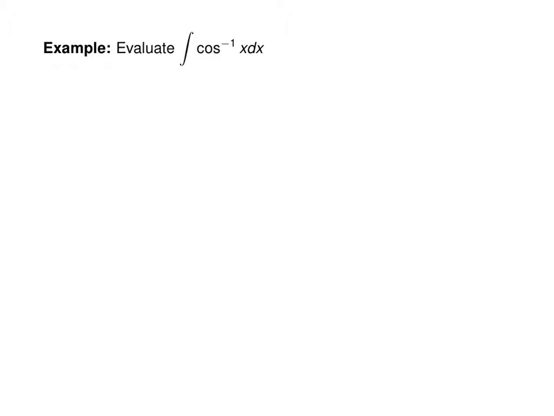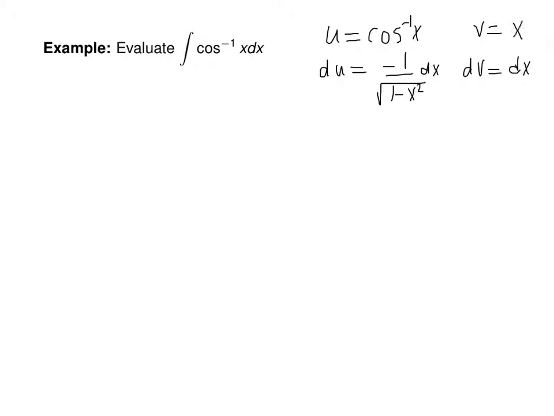Now, find the antiderivative of cosine inverse of x. You know how to differentiate cosine inverse, but not necessarily antidifferentiate cosine inverse. So the only choice we have here really is to let u equal cosine inverse of x. And then du will equal negative 1 over the root of 1 minus x squared dx. Now dv is equal to dx, and therefore v is equal to x.